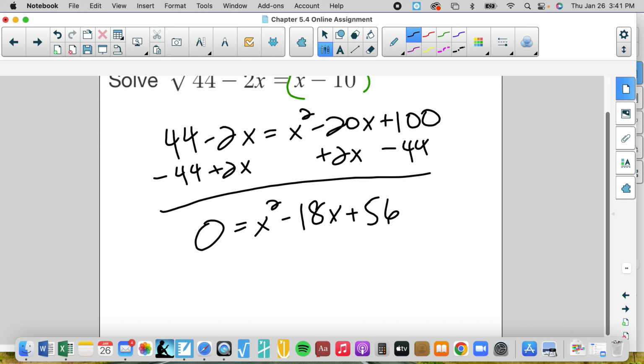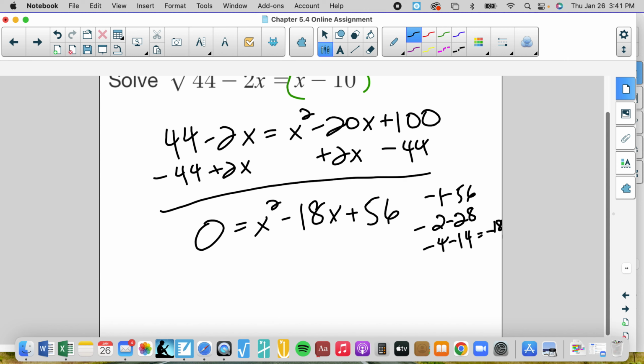Factors of 56, we know the signs are the same. So factors of 56: 1 and 56, 2 and 28, 4 and 14. We don't have to go any further. We know the signs are the same, and we know they're both negative. So negative 4 and negative 14 give negative 18. That's why I stopped there. I knew in my head that that was going to equal my middle.